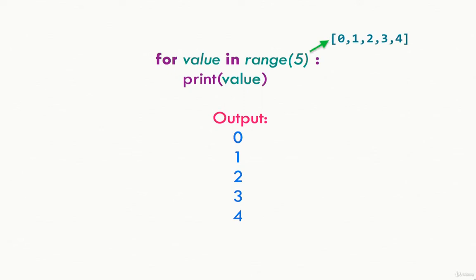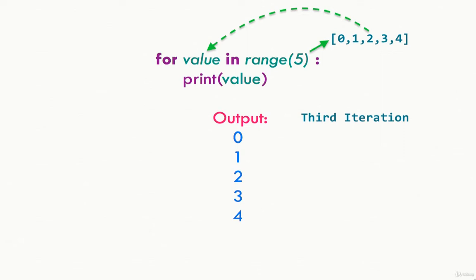So what it will do here is first range function will generate a list of 5 elements from 0 to 4. For the first iteration of loop, first value of list, that is 0, will be inserted in variable value, and then it will be printed by print command in the body of loop. Then in the second iteration of loop, second value of list, that is 1, will be inserted in the variable value and it will be printed.